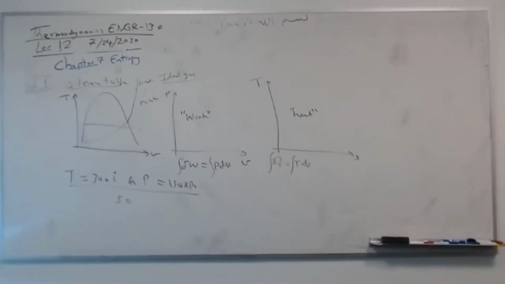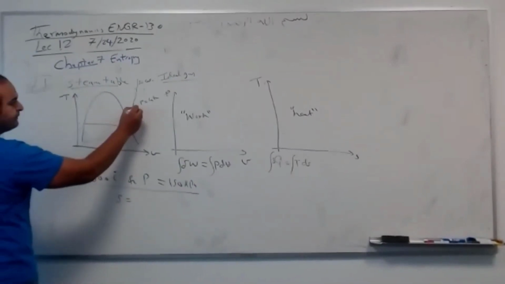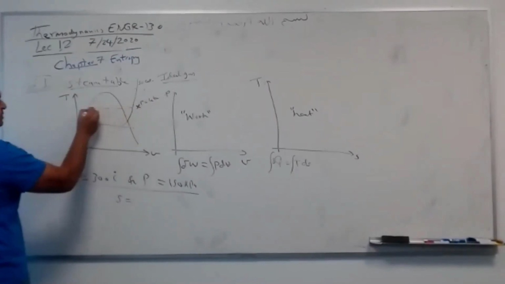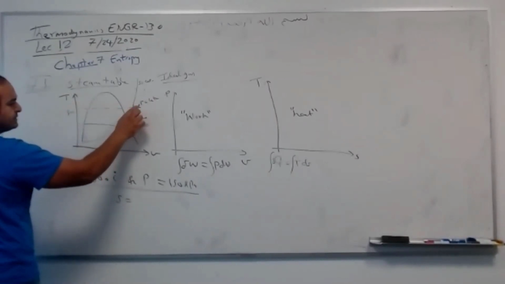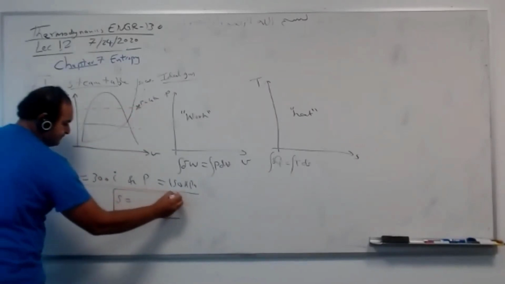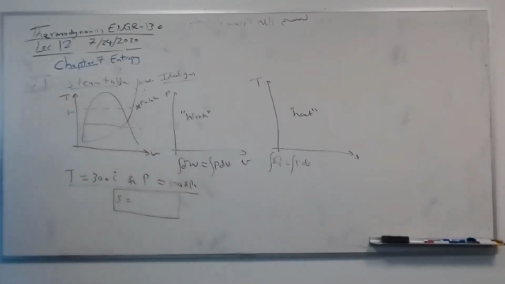Let's say you have a state. I think this state would be here, with a certain pressure and temperature. I want to get the entropy here. To make it easy, let's make it 200. What's the entropy here?